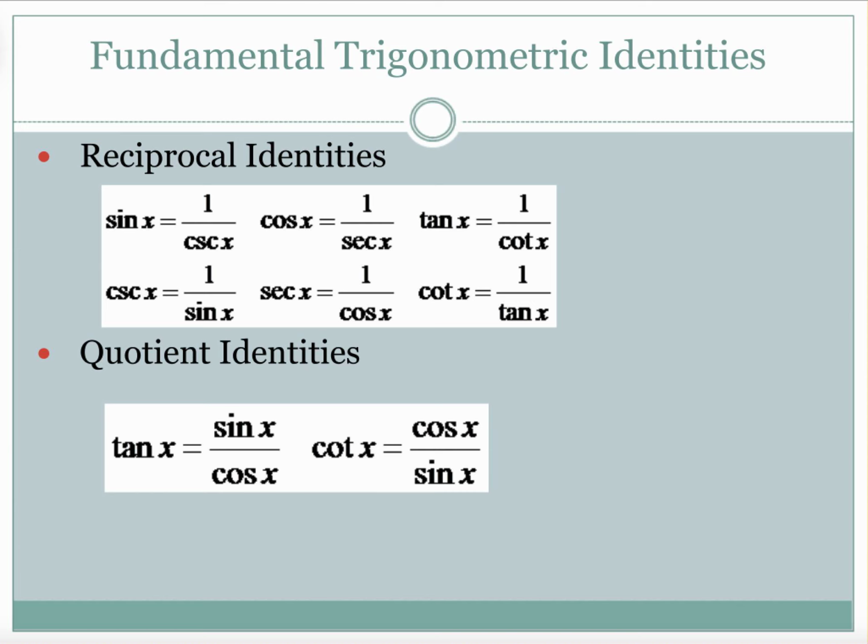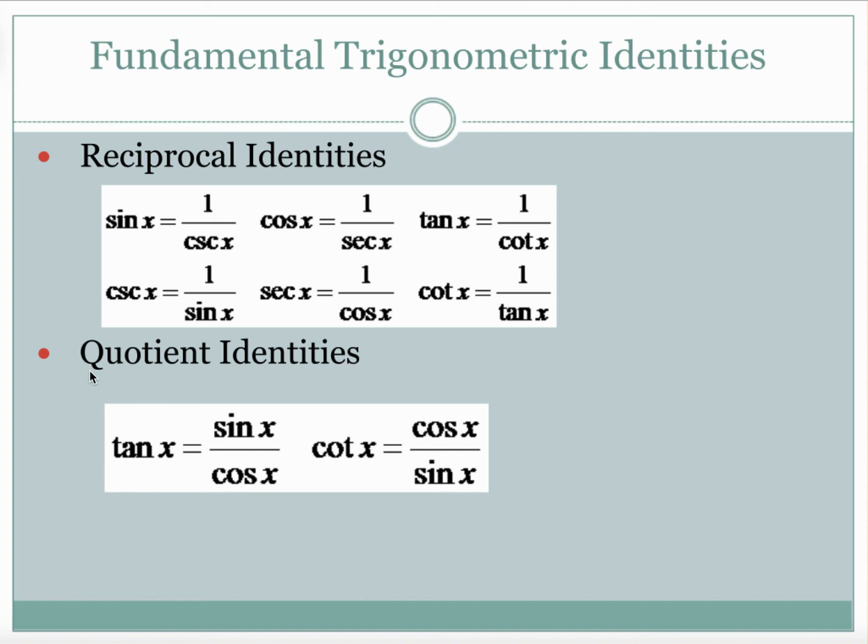Let's begin by talking about the first set of fundamental trigonometric identities. We'll start with the reciprocal identities. These are actually ones you probably already know. So we know that sine of x is equal to 1 divided by cosecant. And that means that cosecant is also equal to 1 divided by sine. They're reciprocals of each other. Similarly, we have the reciprocal identities for cosine, secant, tangent, and cotangent.